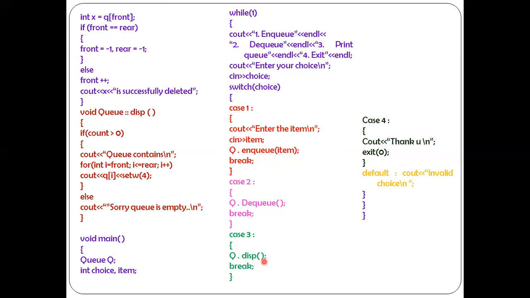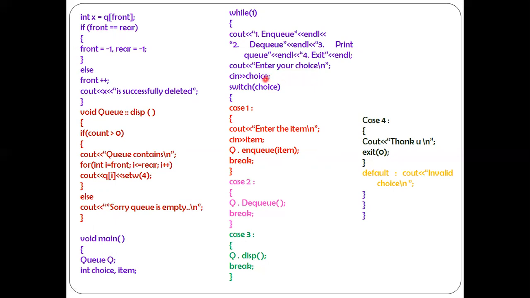Then again, 1 for NQ, 2 for DQ, 3 for print, 4 for exit. So we have performed 2 operations, 1 and 3. Now I'm interested in deleting an element. You all know very well, Q contains 10 and 20. 10 is stored in Q of 0, 20 is stored in Q of 1. So this time, at enter your choice, I will input 2.